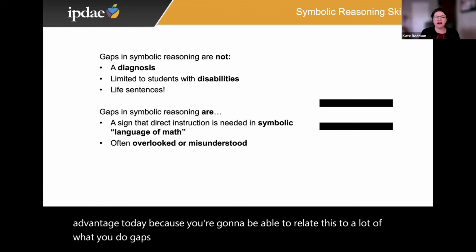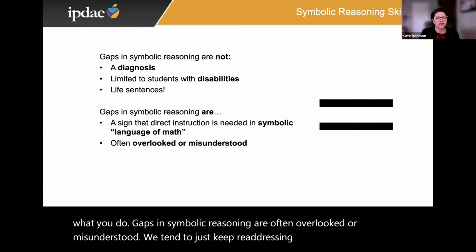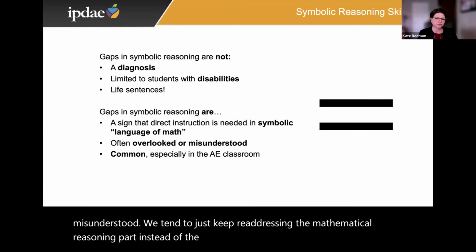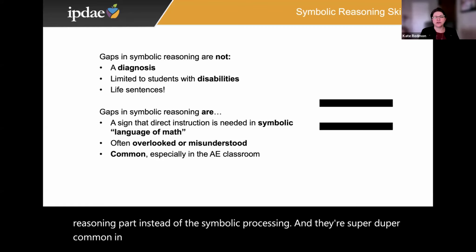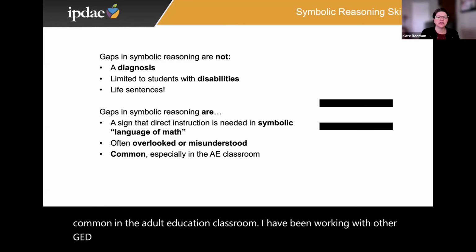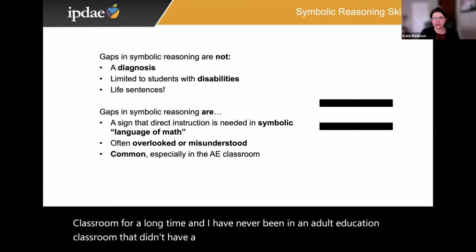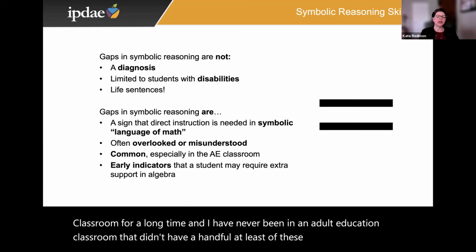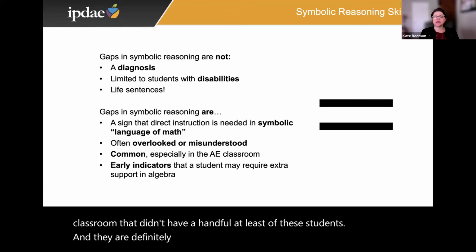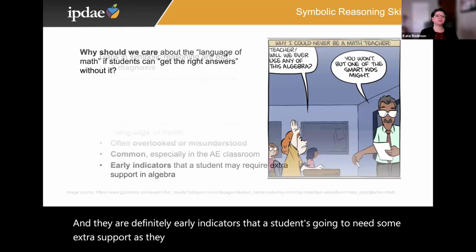Gaps in symbolic reasoning are often overlooked or misunderstood. We tend to just keep readdressing the mathematical reasoning part instead of the symbolic processing. And they're super common in the adult education classroom. I have been working with other GED teachers and working in the GED classroom for a long time, and I have never been in an adult education classroom that didn't have a handful, at least, of these students. And they are definitely early indicators that a student's going to need some extra support as they tackle algebra.